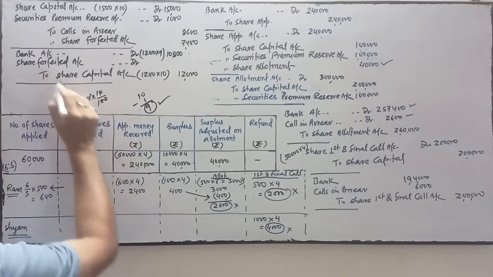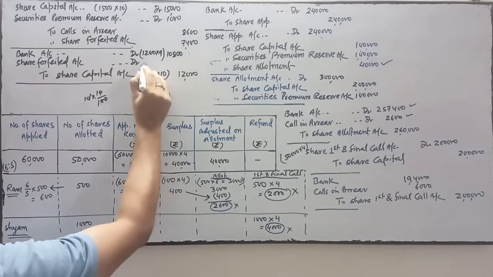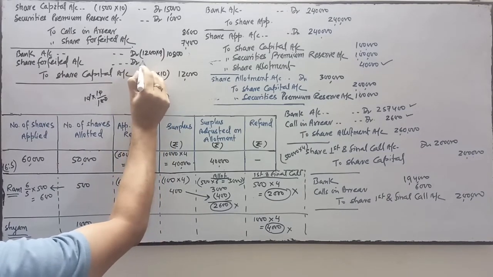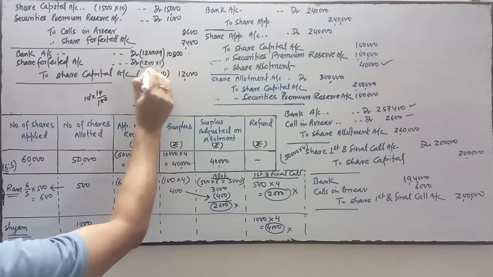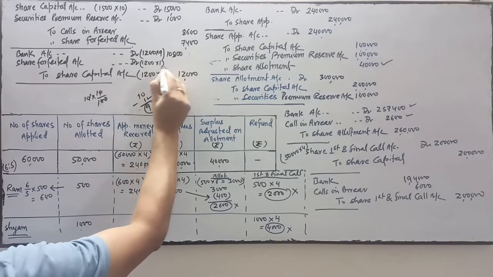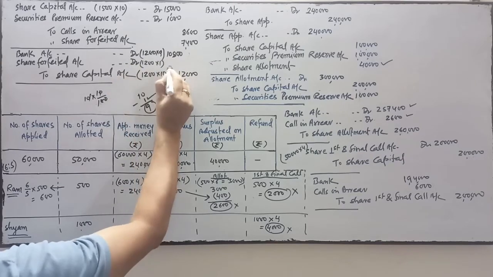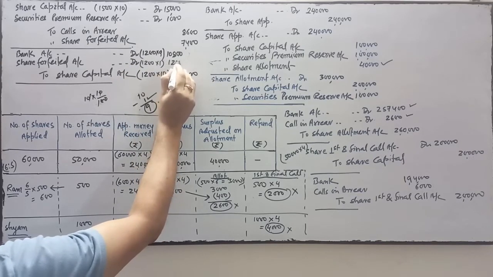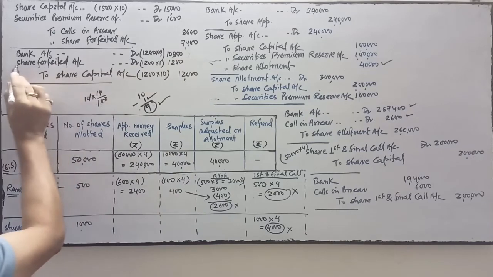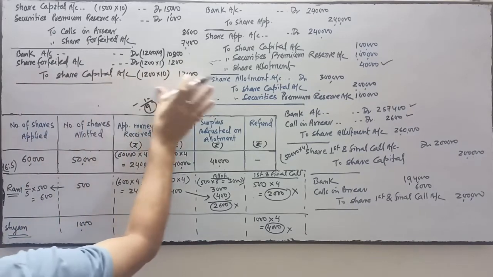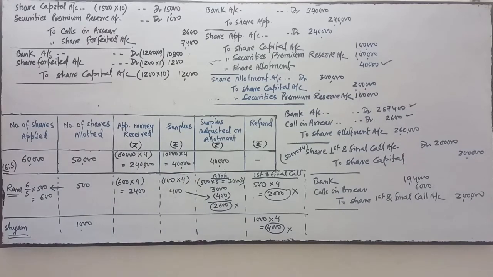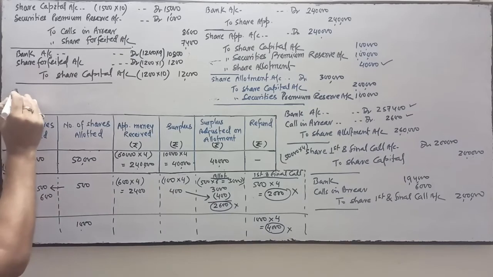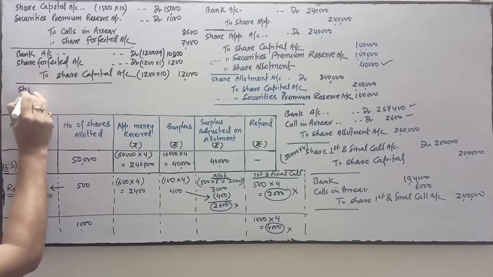So the loss is rupee 1. This will be transferred to share forfeited account. 1200 into 1 rupee is the loss. A 10 rupees share is issued at rupees 9. It means 1 rupee is the loss. So 1200 is transferred to share forfeited. This is for loss. Share forfeited account debit means here it is a loss. Okay. So share forfeited account debit.